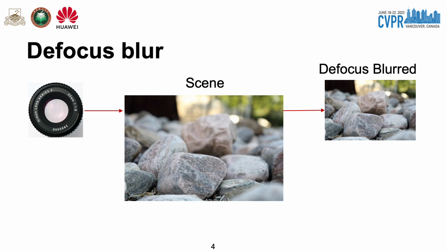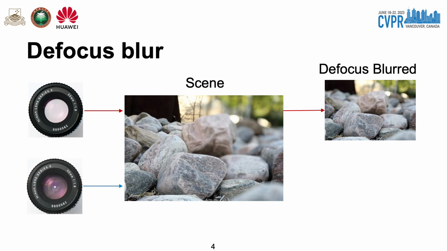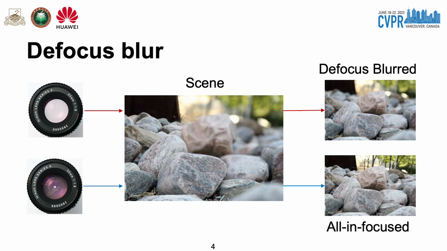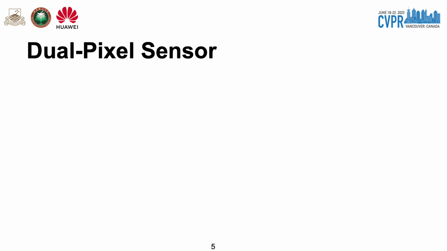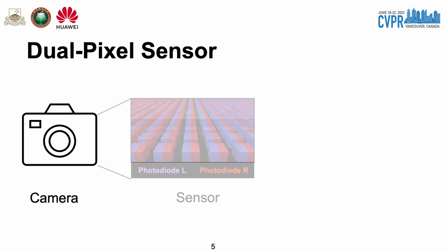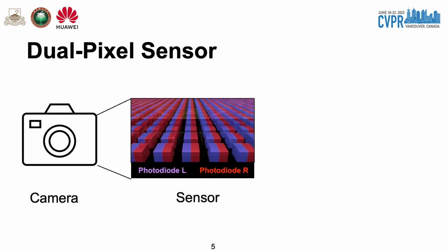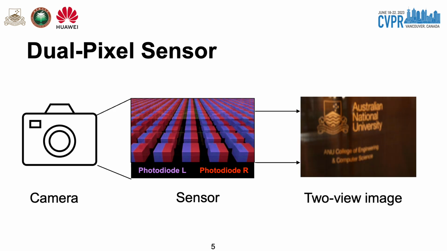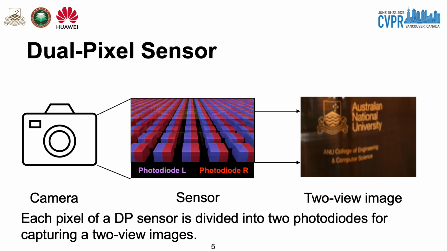The amount of defocus blur is spatially varying per the background depth. One solution to avoid the image defocus blur is using a smaller aperture that has a larger range of depth of field. This will lead to an all-in-focus image. The defocus blur behaves similarly in the dual pixel sensor, which is designed by Canon. In a dual pixel sensor, each pixel is divided into two photodiodes to provide two sub-views of the scene, namely left view and right view.